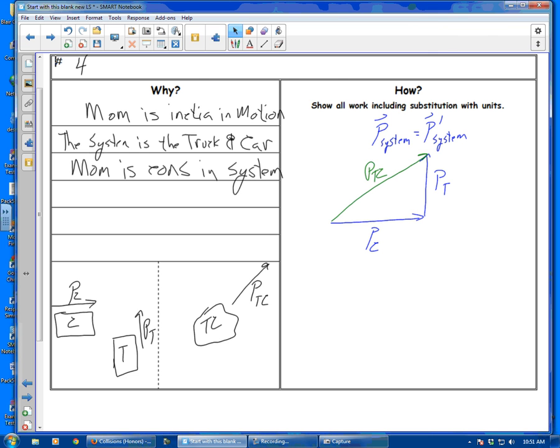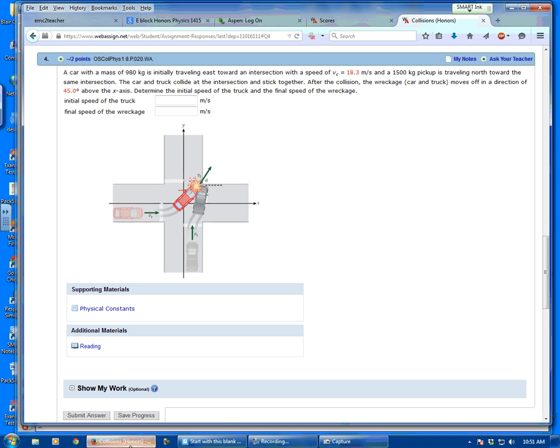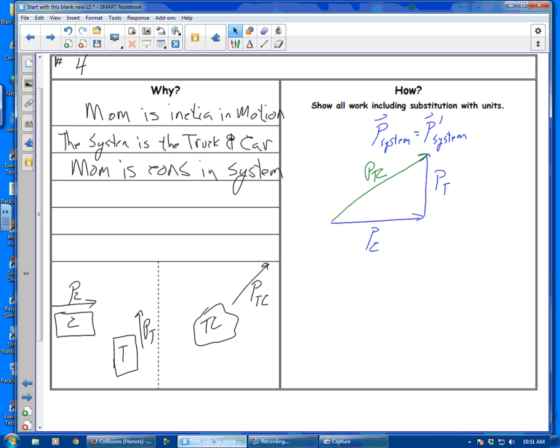And they give me a couple other pieces of information. Mine's 45 above the x-axis. So I have 45 degrees here. Oh, I got kind of lucky. Because I know that a 45, 45, 90 triangle has legs that are the same value. So I know for mine that the momentum of the car and the momentum of the truck have the same value.